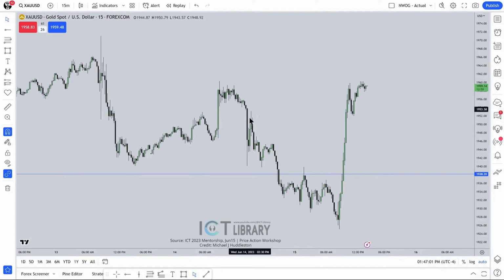Most times it does not do this. Usually it creates a run in one direction, and that direction is a complete Judas swing where it runs, creates a high, doesn't come back to that high, and just makes a lower low on the day.